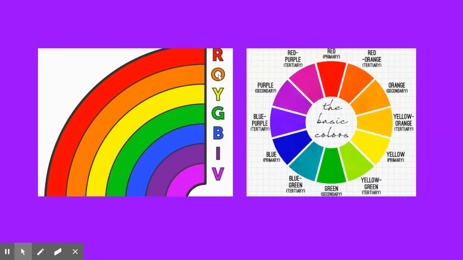Red, orange, yellow, green, blue, indigo, which is a color we don't hear too often, but it's kind of like a bluish purple or a dark denim, and violet. Some people get rid of the indigo and just say red, orange, yellow, green, blue, purple, and that's what you see over here around the color wheel. Red, orange, yellow, green, blue, purple. It's the same order.